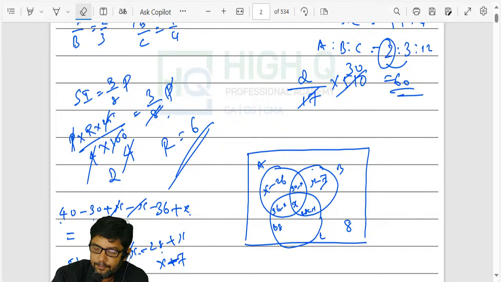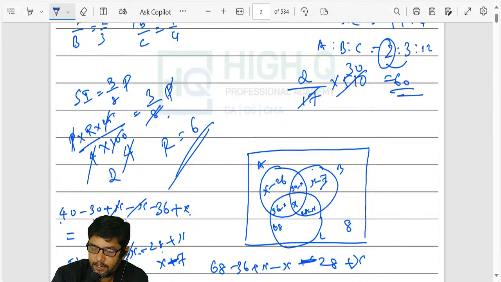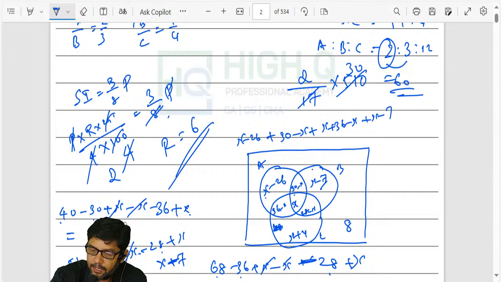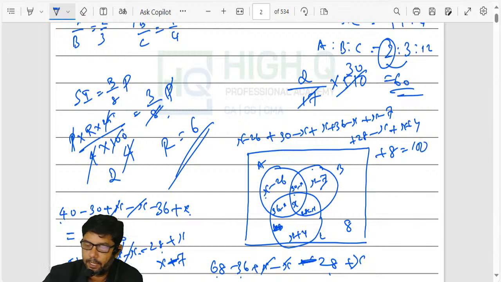Next, what is next? 68 minus 36 plus x minus 28 plus x. X gets cancelled. 68 minus 28 is 40. 40 minus 36 is 4. Is it x plus 4? Add everything. Oh, sorry, correct only. 30 minus x plus 36 minus x plus x minus 7 plus 28 minus x plus x plus 4 plus 8 is equal to 100.